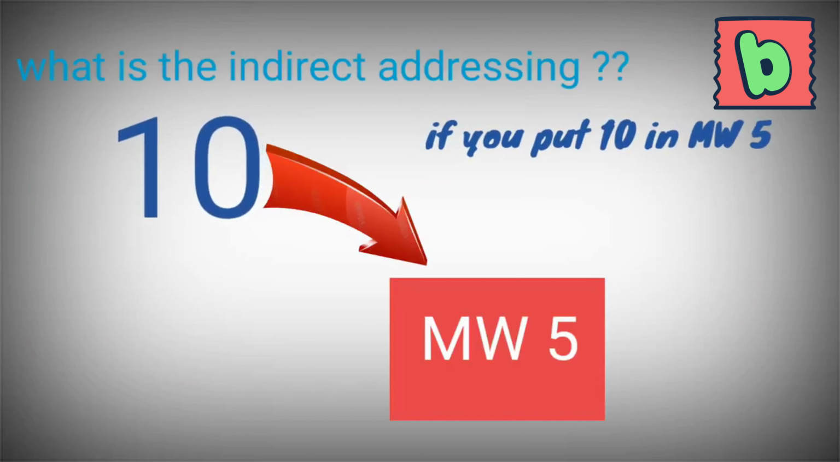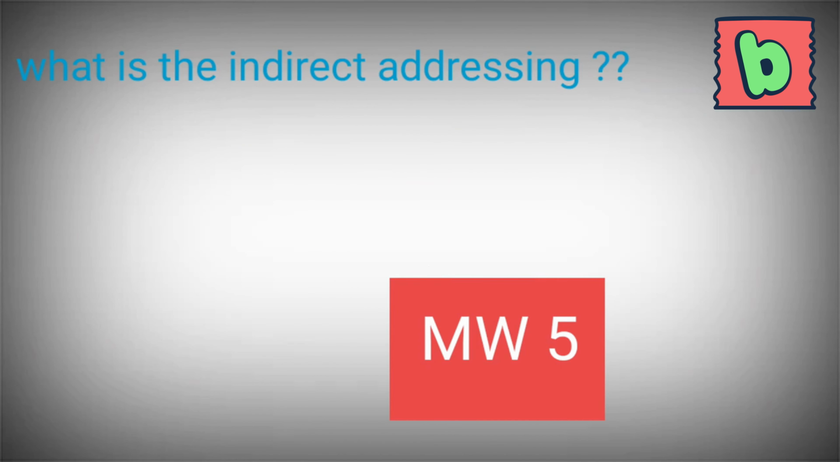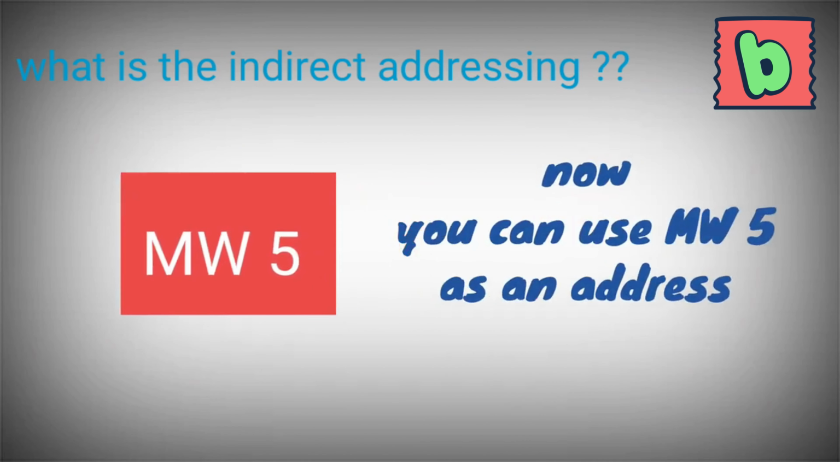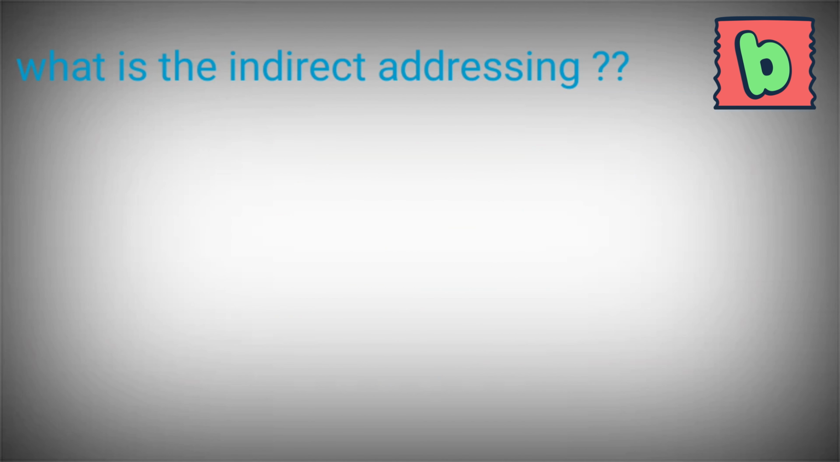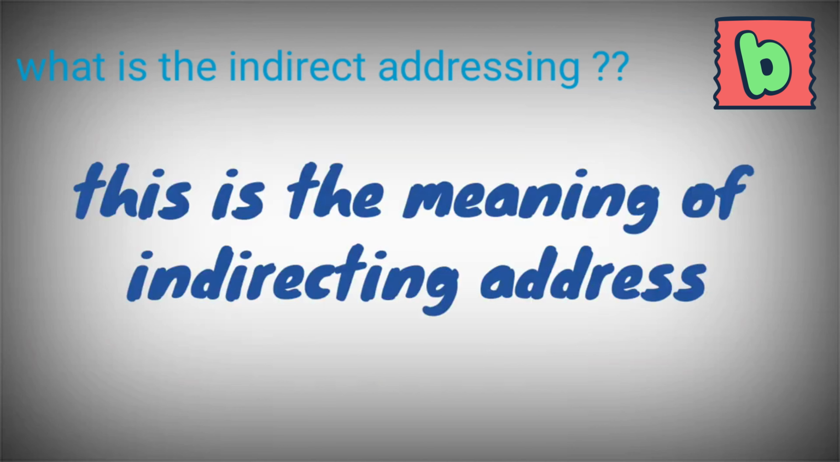If we put 10 in marker word 5, now you can use marker word 5 as an address. It means if you want to open a data block and write marker word 5 as the address, it will open data block number 10. This is the meaning of indirect addressing.